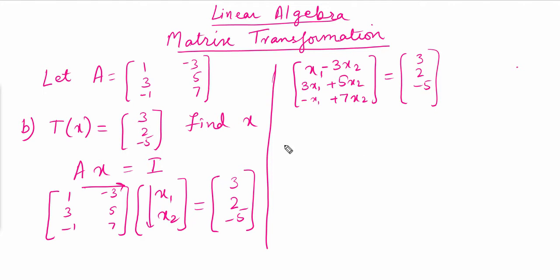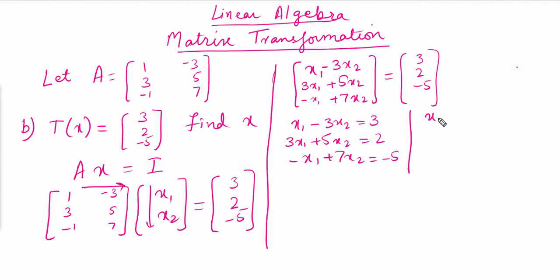So the equations that I will get will be x1 minus 3x2 equals 3, 3x1 plus 5x2 equals 2, and minus x1 plus 7x2 equals minus 5. When I solve them simultaneously, I'll get the values of x1 and x2. So x1 will be equal to 3 over 2, and x2 will be equal to minus 1 over 2. So the vector x will be (3/2, -1/2). So this will be the answer.